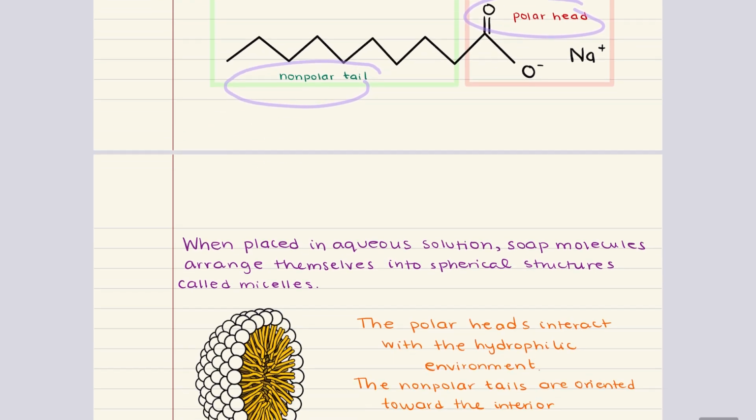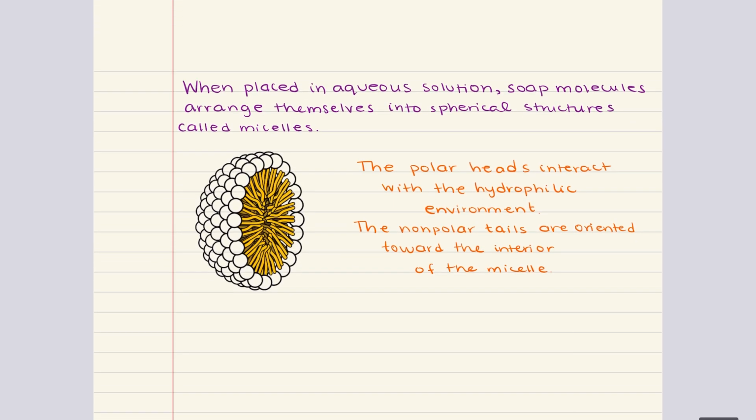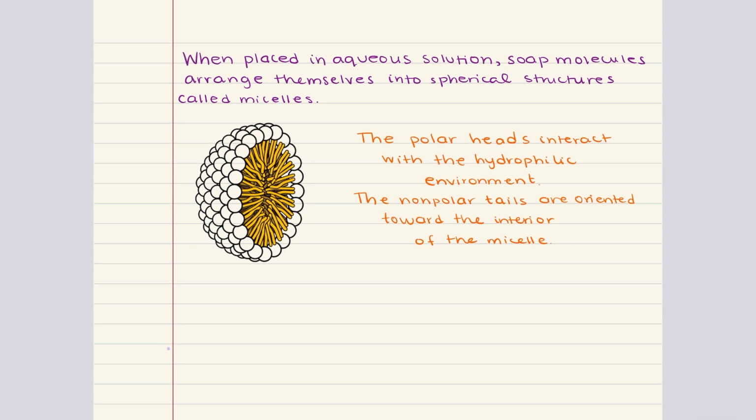When soap molecules are placed into aqueous solution, they spontaneously organize into spherical structures called micelles. In a micelle, the polar heads face outward, interacting with the surrounding water, while the nonpolar tails are buried in the center of the micelle away from the water. This structure is what allows soap to dissolve grease and oils. The nonpolar tails can interact with nonpolar substances like oils, trapping them inside the micelle, while the polar heads keep the micelle soluble in water, allowing it to be washed away.